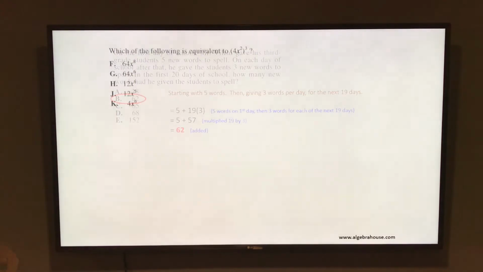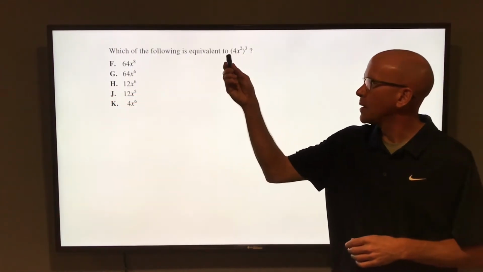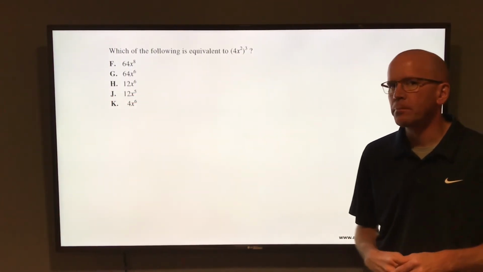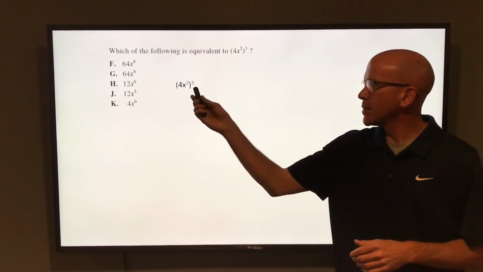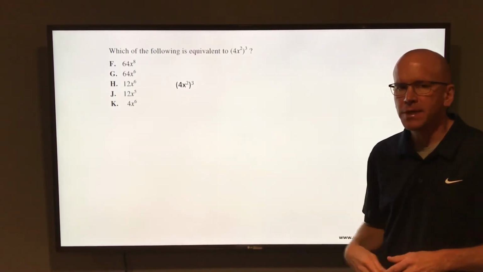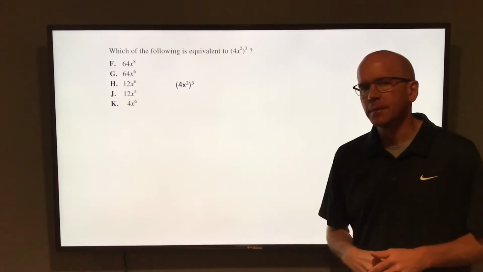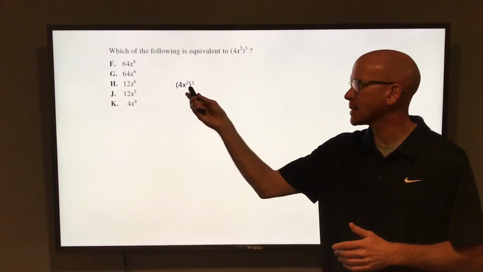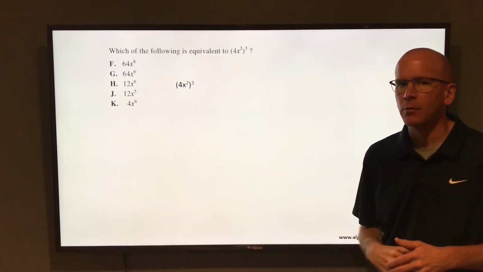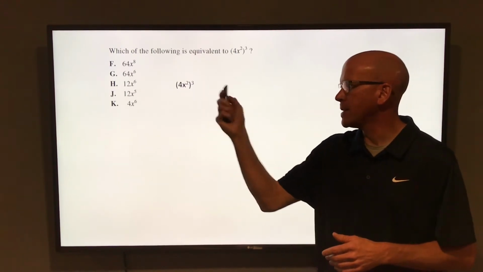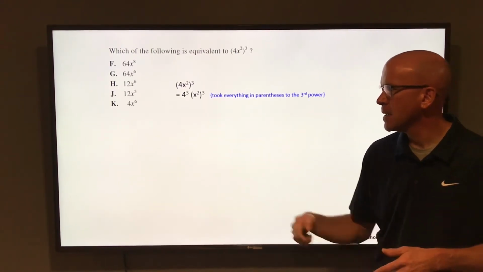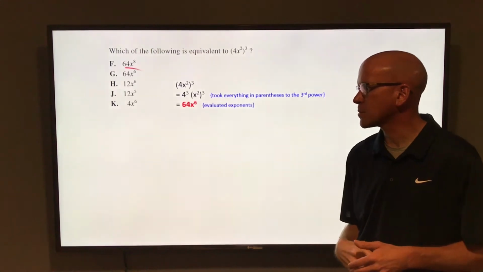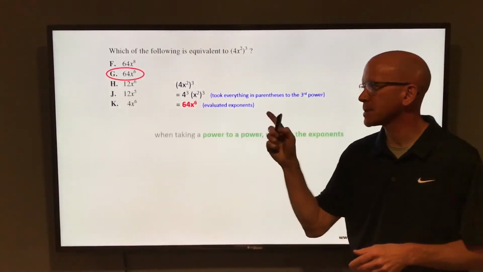Letter B. Which of the following is equivalent to the quantity 4x squared, all to the third power? Take everything inside the parentheses to the third power. If you take 4 to the third power, 4 times 4 times 4, that is 64. And then if you take x squared to the third power, when you take a power to a power, you multiply the exponents. That would be x to the 6th. So 4 to the third is 64, x squared to the third is x to the 6th. It's going to be 64x to the 6th.